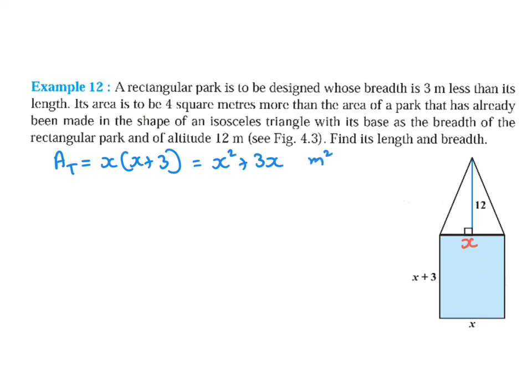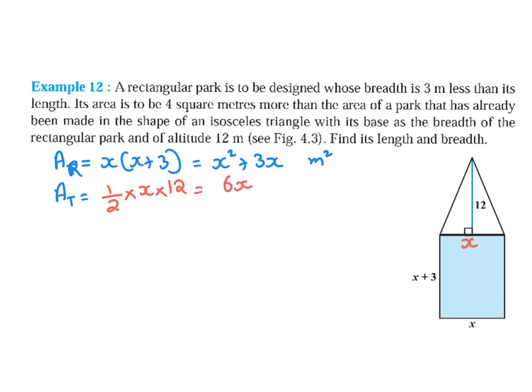Now what is the area of the triangle? This is the rectangle. What is the area of the triangle? It is half base times height. The base happens to be the breadth of the rectangle. So half times x times height, which is 12, and that's going to be 6x.